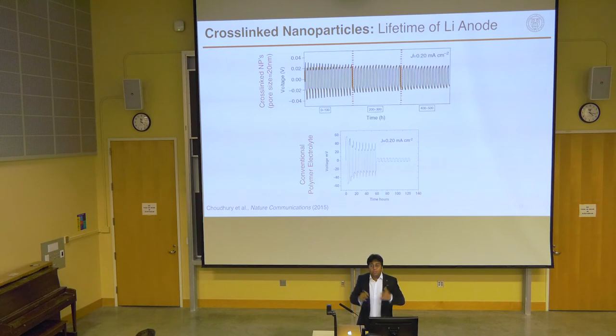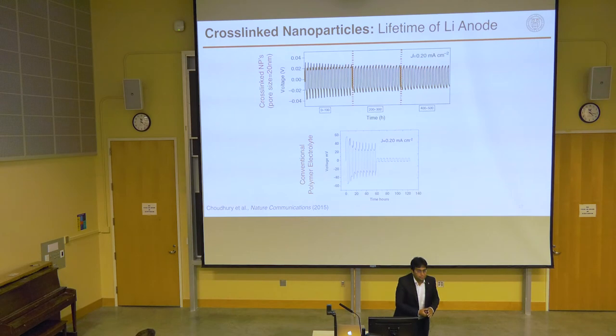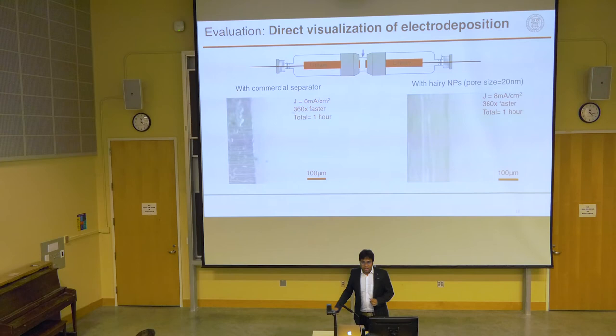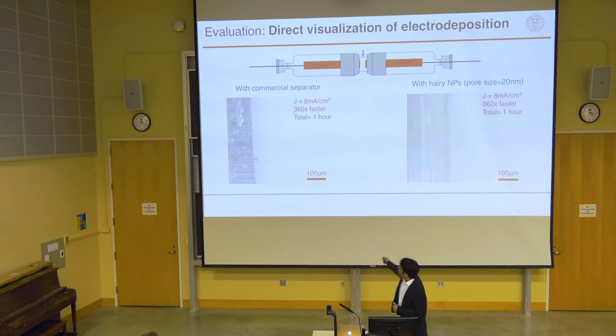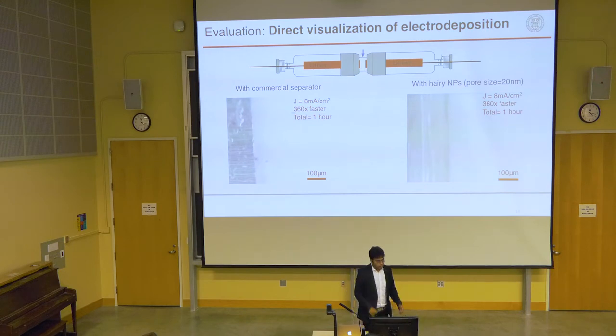But we wanted to do more. We wanted to know what is exactly happening at the interface, what the structure of the deposits is, and so forth. For that, we designed this electrochemical cell with a glass window, where you can directly visualize the lithium deposition during operation. This comprises a symmetric lithium cell. On the left, I'm going to show you in situ visualization of electrode deposition with a commercial separator, and on the right, the results with the cross-linked nanoparticle membrane.